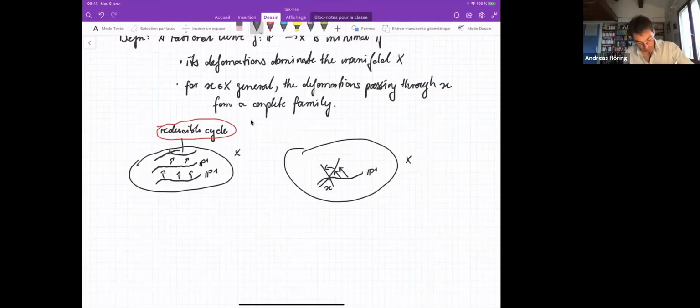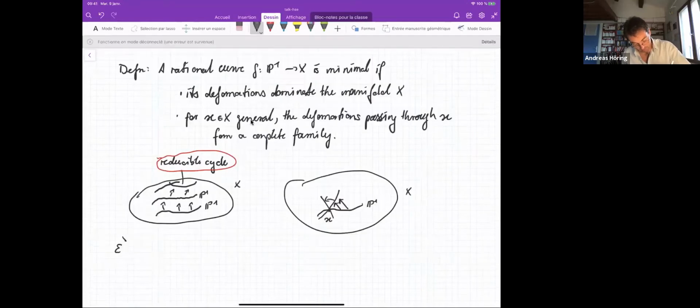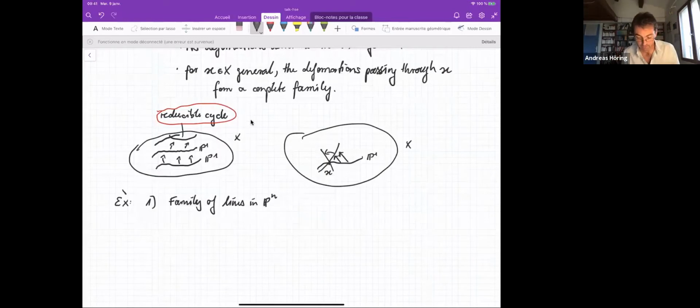An example of the situation: of course, if you take a family of lines in Pn, then you have this property, because you cover the manifold, and if you fix a point, well, a line cannot degenerate. So this is certainly a complete family.